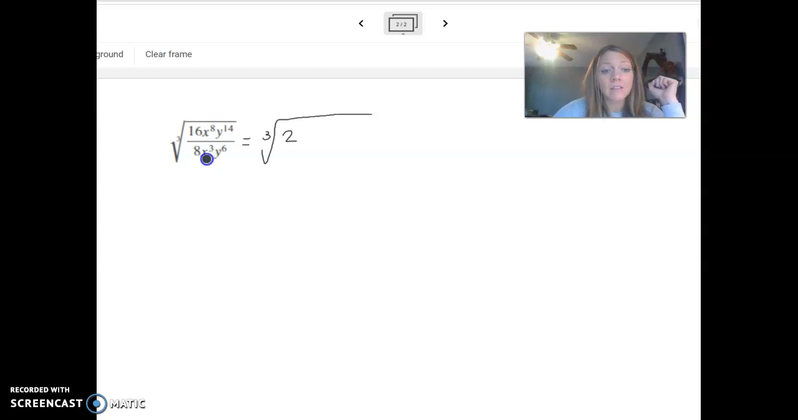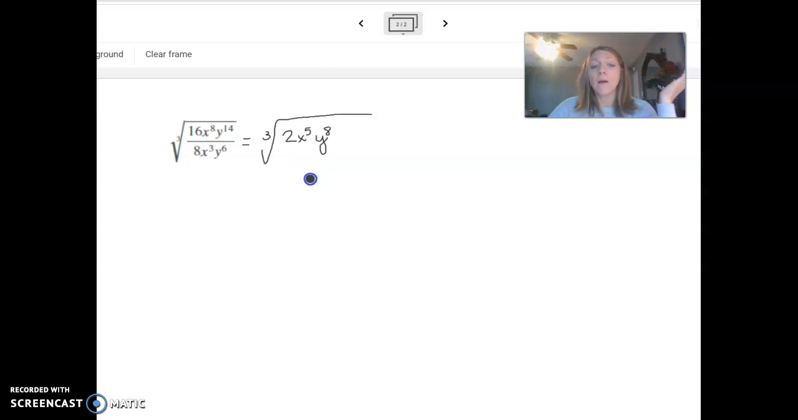X to the 8th divided by x to the 3rd, well, there's 5 factors of x left in the numerator. Remember that when you're dividing with exponents, you can just subtract the exponents. Y to the 14th over y to the 6th, well, that'll just be y to the 8th. So this fraction simplifies to the cube root of 2x to the 5th, y to the 8th. Nothing left in your denominator, just 1, so you don't have to write it.